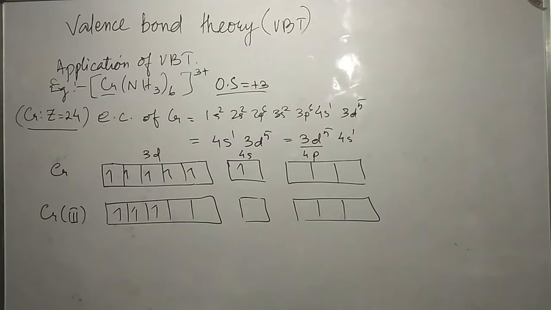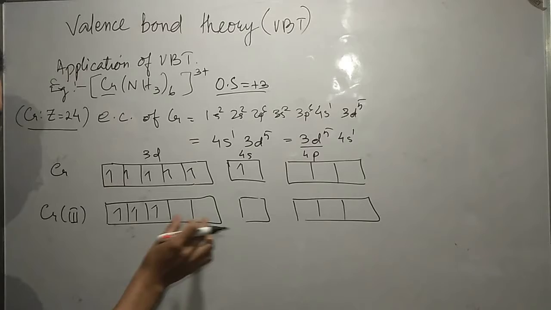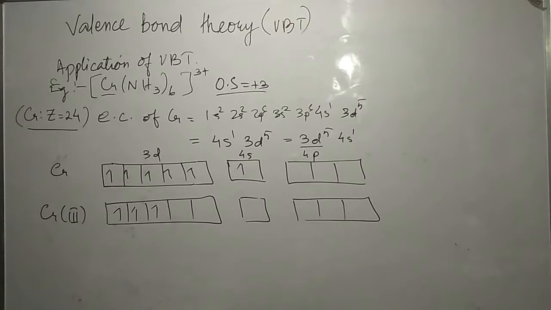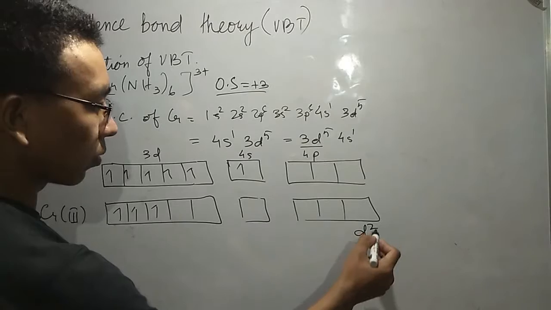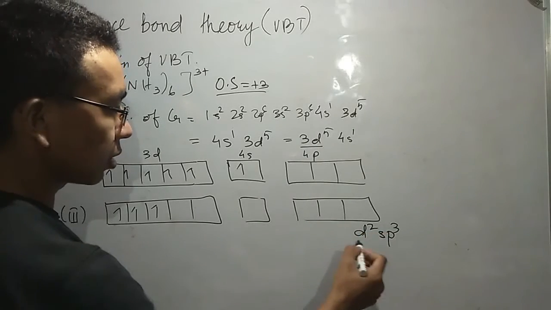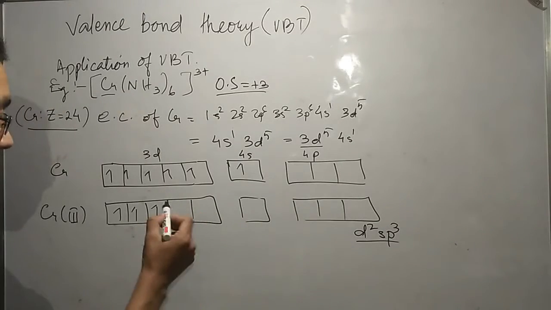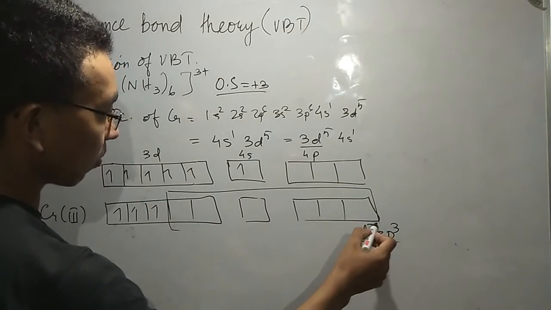Now, in the complex formation, we have the empty orbitals, that is 2 empty 3d orbitals, 1 4s, and 3 4p orbitals. All these empty orbitals hybridize to form d2sp3 hybridization. So in total there will be 6 d2sp3 hybrid orbitals.